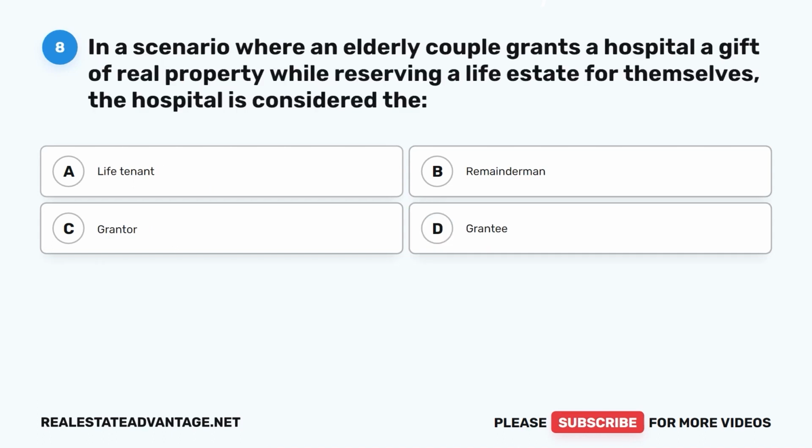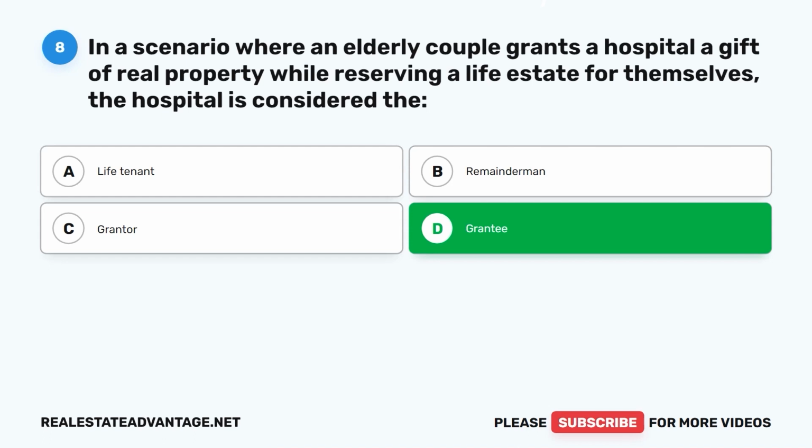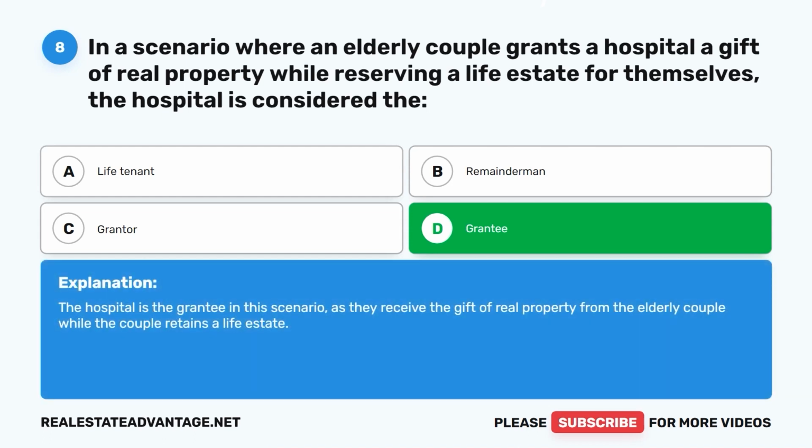Question 8. In a scenario where an elderly couple grants a hospital a gift of real property while reserving a life estate for themselves, the hospital is considered the: A. Life tenant. B. Remainder man. C. Grantor. D. Grantee. The correct answer is D. Grantee. The hospital is the grantee in this scenario, as they receive the gift of real property from the elderly couple, while the couple retains a life estate.